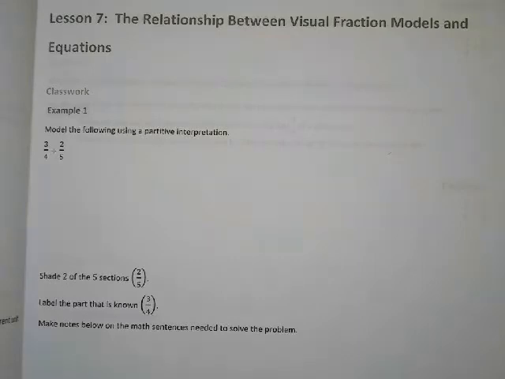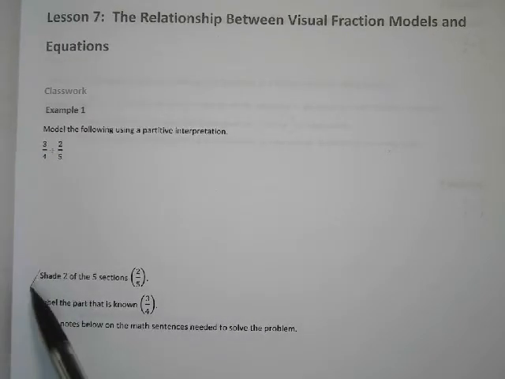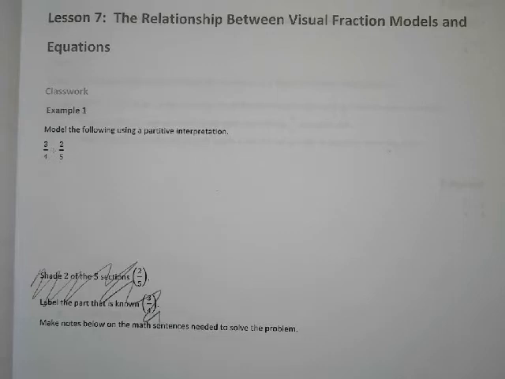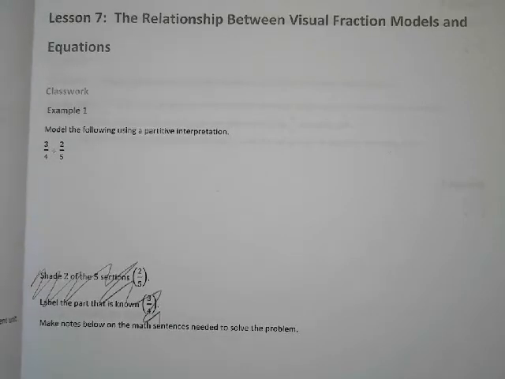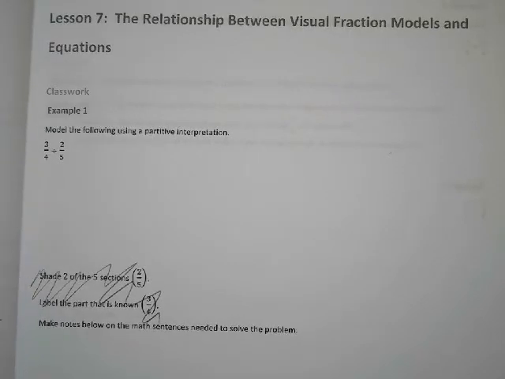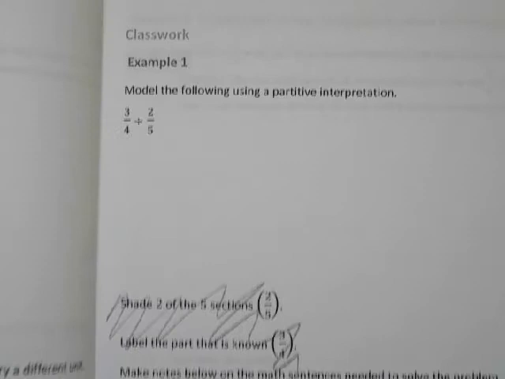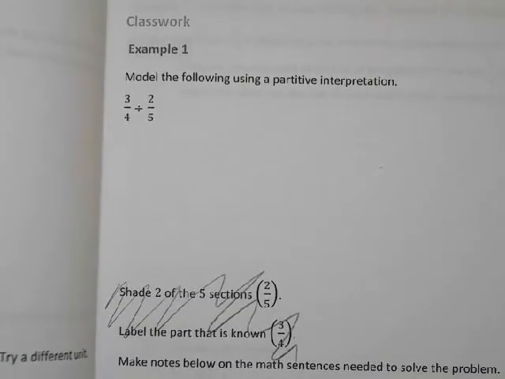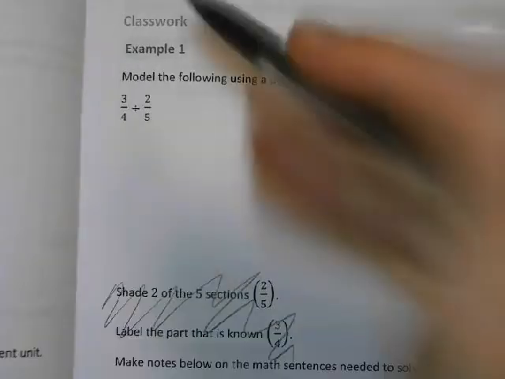Lesson 7 uses the models for visual fractions and shows the relationship with the equation. So we're just going to continue with what we have been doing before. We're not going to worry about these two questions here. We're just going to continue with showing how the model can show what the actual problem is doing. So our question is 3/4 divided by 2/5.